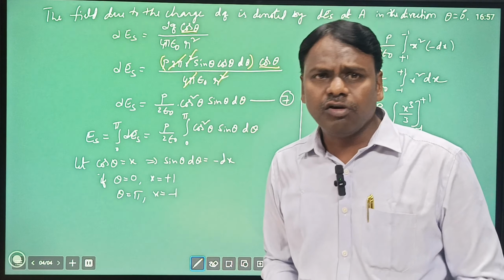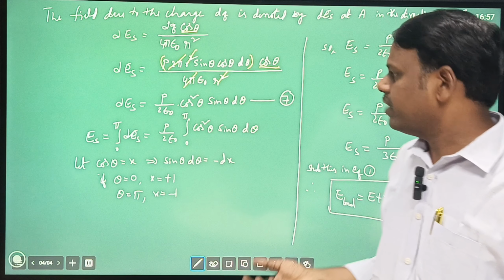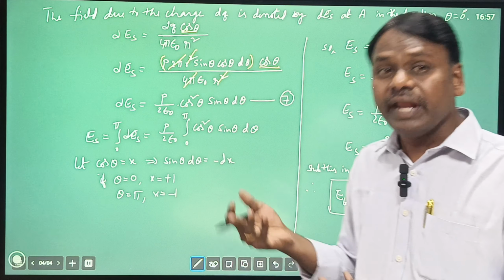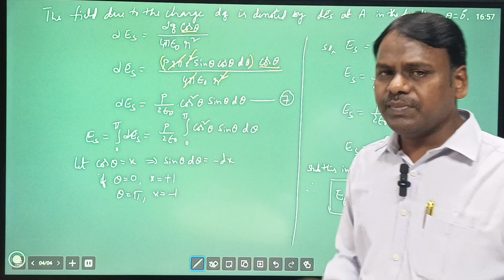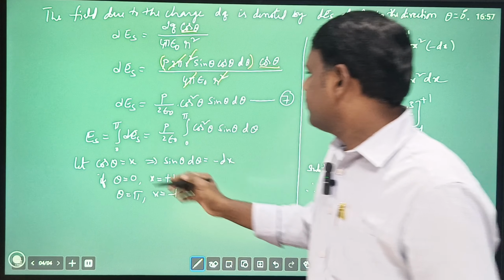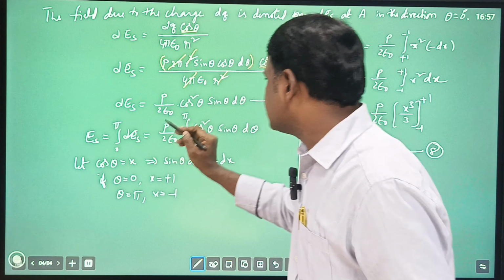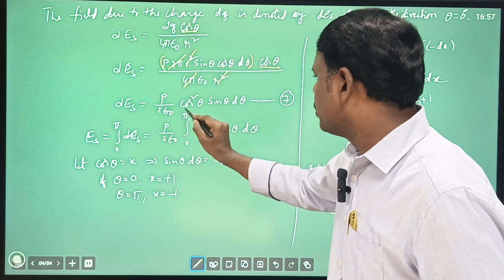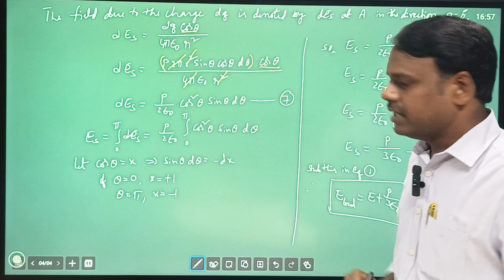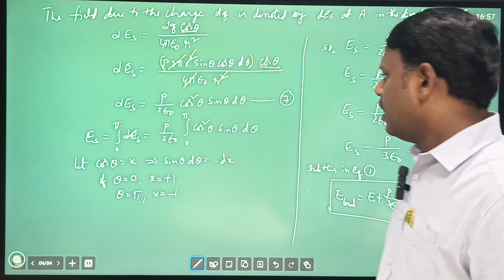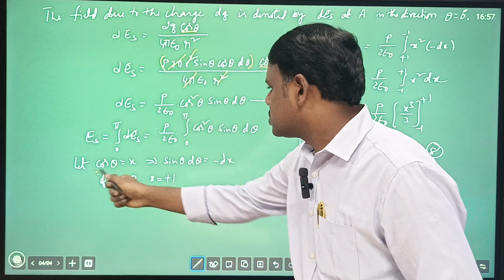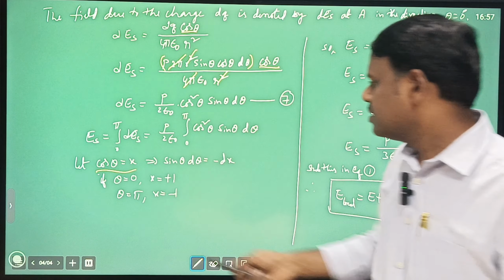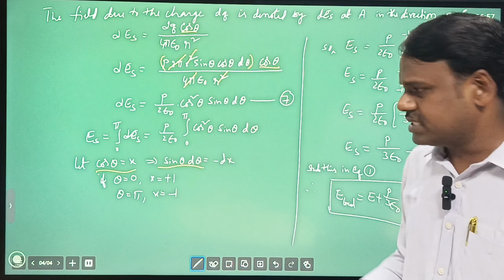If we know the value of dEs, we can calculate the value of Es, because Es is equal to the integral of dEs between the limits from 0 to pi. So the integral from 0 to pi of dEs is equal to the constant p by 2 epsilon naught into the integral from 0 to pi of cos square theta sin theta d theta. Now let us suppose that cos theta is equal to x. That means sin theta d theta is equal to minus dx.